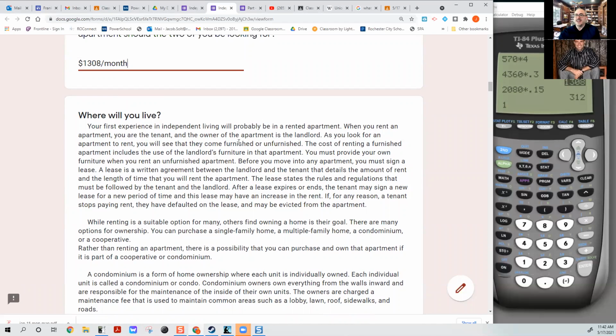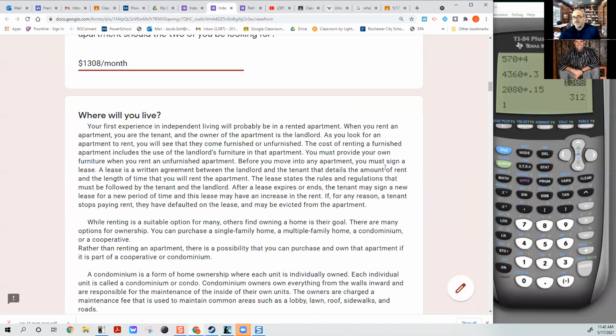Your first experience in independent living will probably be in a rented apartment. When you rent an apartment, you are the tenant, and the owner of the apartment is the landlord. As you look for an apartment to rent, you will see that they come furnished and unfurnished. The cost of renting a furnished apartment includes the use of the landlord's furniture in that apartment. You must provide your own furniture when you rent an unfurnished apartment.